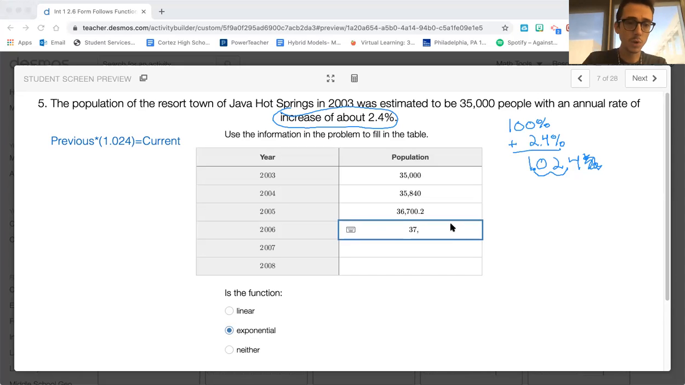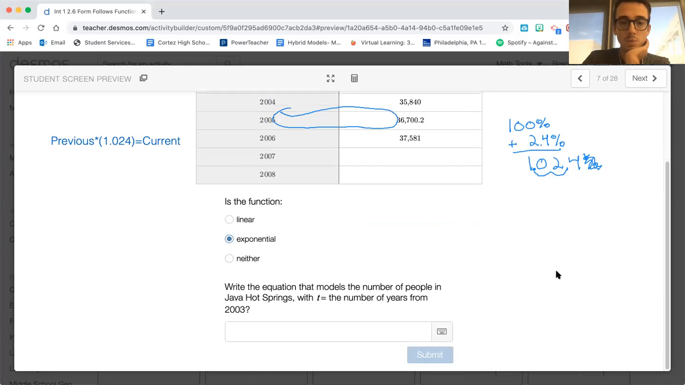37,580 point, let's round up to the 1. Yeah, 37,581. So that'll keep going. What's the equation?